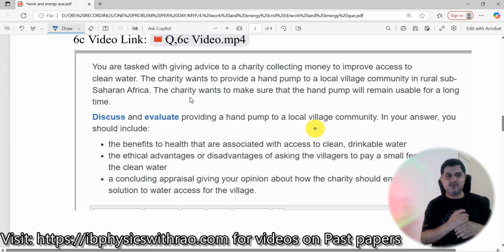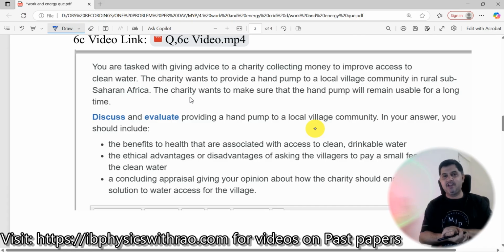To improve access to clean water, the charity wants to provide a hand pump to the local community, rural sub-Saharan. The idea is not to give money, but instead to get the money and then purchase local pump sets, and then the charity wants to make sure the hand pump will remain usable for a long time. And that's one thing they will always say: I'm giving you something, I see to it that you maintain this for a long time.